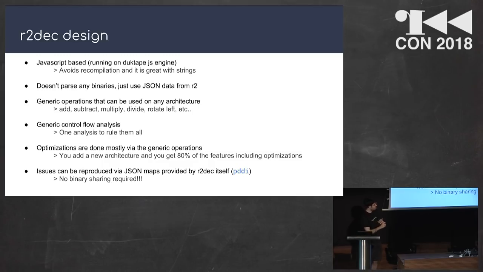Then I've implemented what they call generic operation, or in the code it is also called base. It provides all the basic operations like add, subtract, multiply, divide, rotate, or assign. It also includes a generic control flow analysis. I will show later how we do them, but essentially you don't have to care about this. You just throw your implementation there. You just say which instruction is doing what, and it magically works.